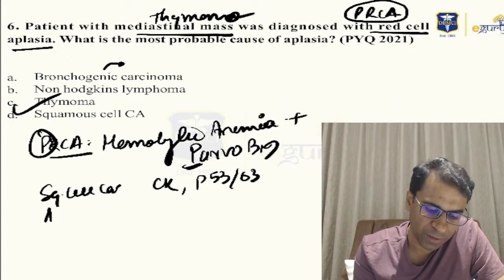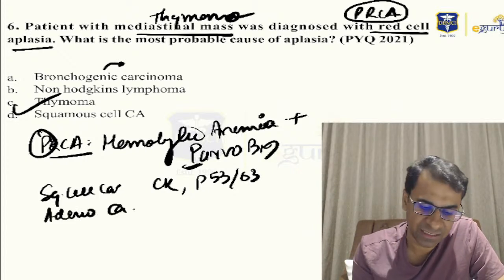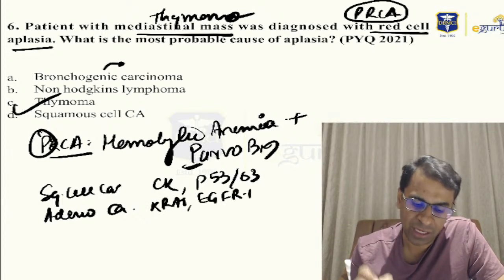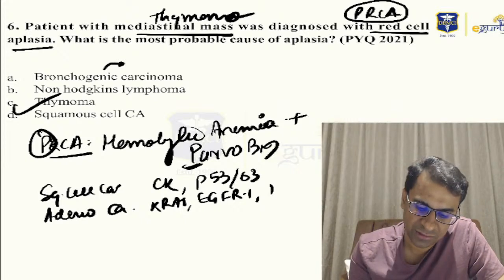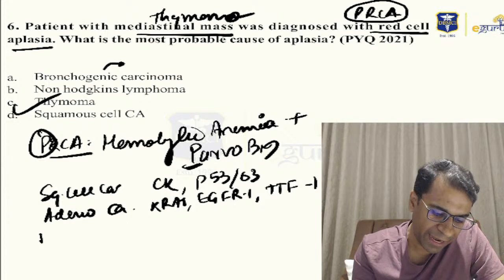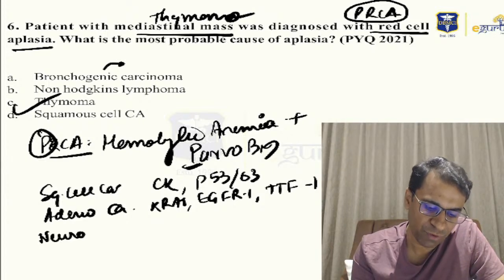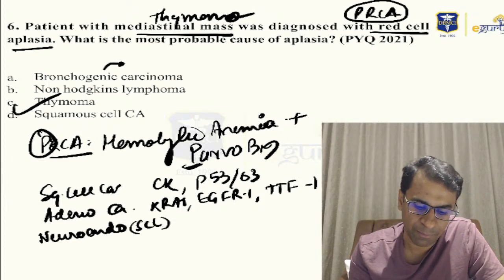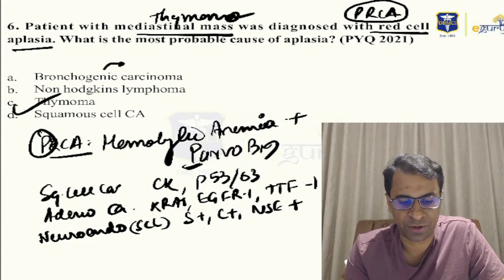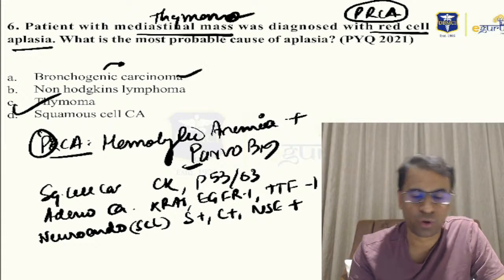For adenocarcinoma, the markers in a lung cancer are KRAS and EGFR1, but a very specific marker you should remember is thyroid transcription factor 1. TTF1 is a marker. And for any neuroendocrine tumors, for example a small cell cancer, the markers are synaptophysin, chromogranin, and neuron-specific enolase, which are the basic markers you can expect in neuroendocrine tumors. Okay, this is done for bronchogenic carcinoma.